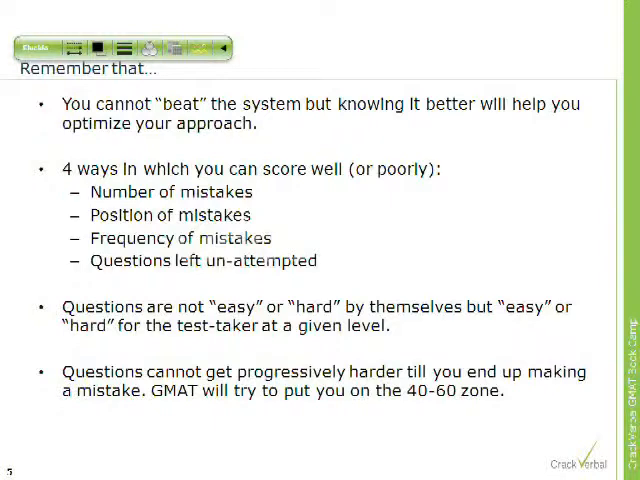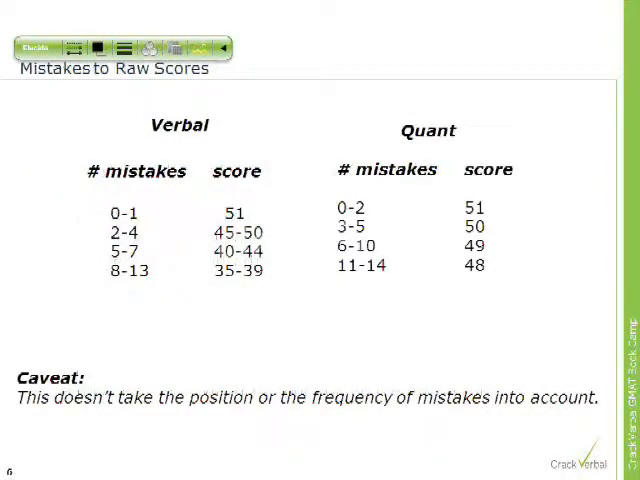Now moving from the algorithm to the actual scoring, this is a representative scoring. As I said, it's sort of out of 51. In quant, it's a little bit more lenient than it is in verbal. So in quant, if you make a few mistakes, you still slide down by just 1 or 2 raw scores. Whereas in verbal, if you make an equal number of mistakes, it jumps by almost 5 to 10 points. Which is why it is very rare to see scores above 40 or 45 in verbal, whereas it is very rare to see scores below 40 in quant.